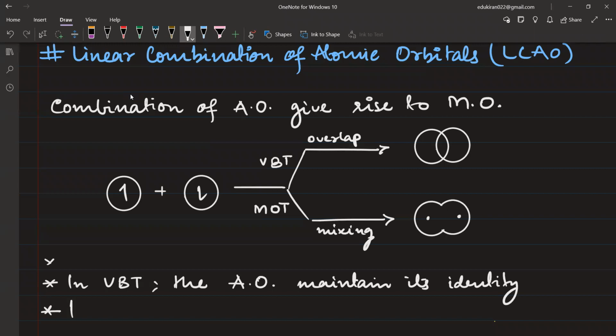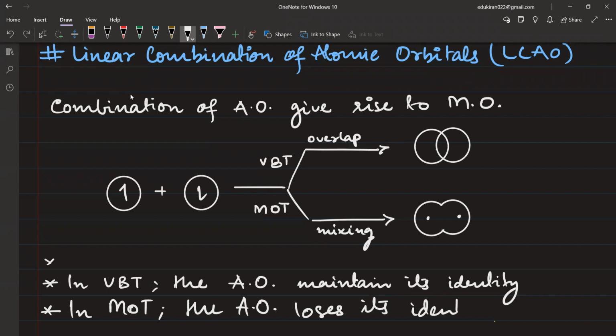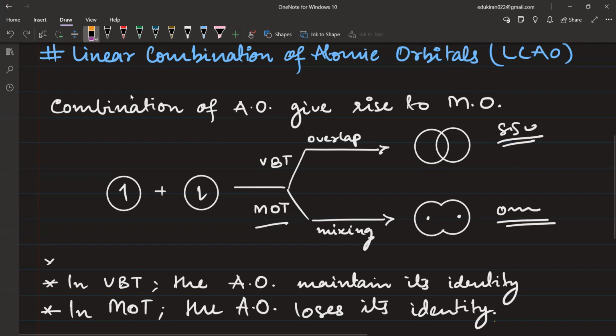But in MOT, what happens? In MOT, the atomic orbitals lose their identity. If you make an egg sunny side up, you get VBT. But if you mix it together and make an omelette, then it is kind of MOT. MOT se yaad rakhiye, it is the omelette where you are mixing everything. When you are mixing everything, it is MOT.